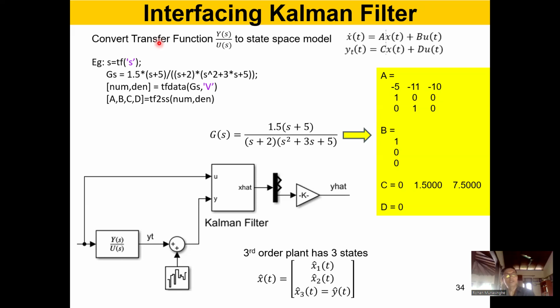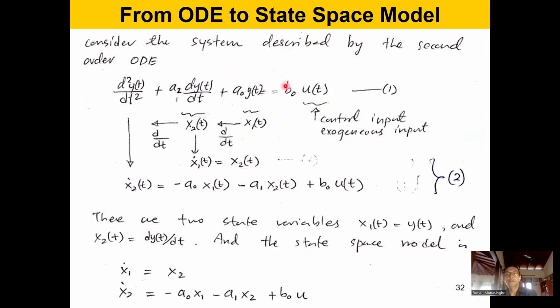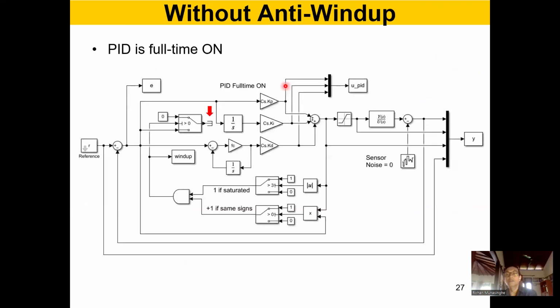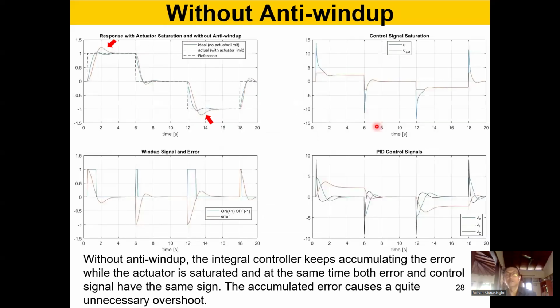Now, let us do this conversion and work it out through an example. So we want to convert the transfer function y over u, right, to a state space model. To go back, this one, all right, y over u. So this is the control signal as the input and y as the output. Okay, this is our transfer function.